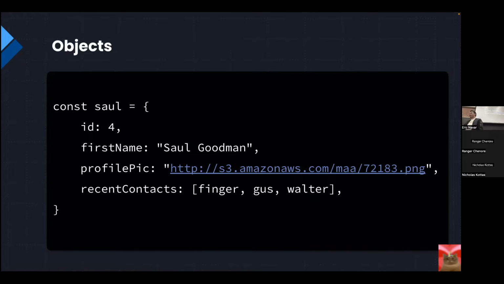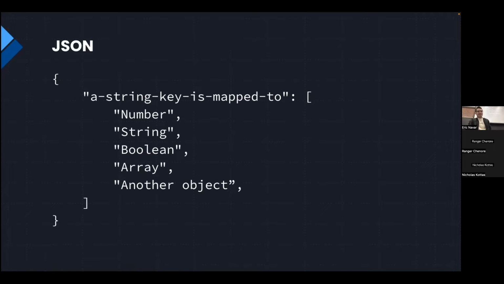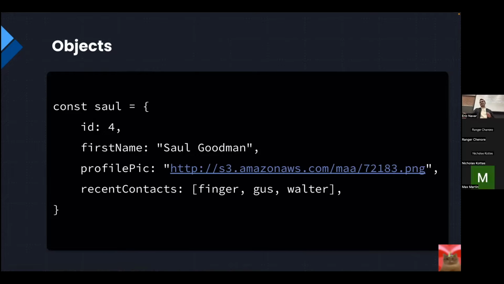Okay, objects. So you can create objects in JavaScript without creating a class. You can almost think of it like a dictionary. It's like a set of keys and values. So here's an example. You can map a key to just any primitive JavaScript type, whether that's a number, whether it's a string, or you can map it to an array.